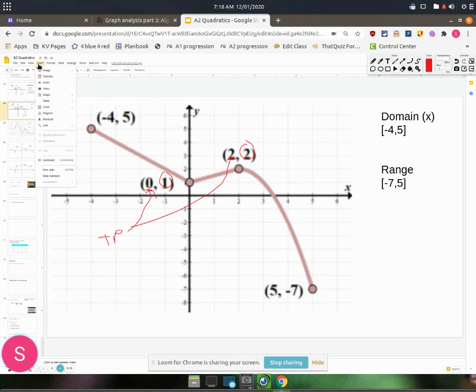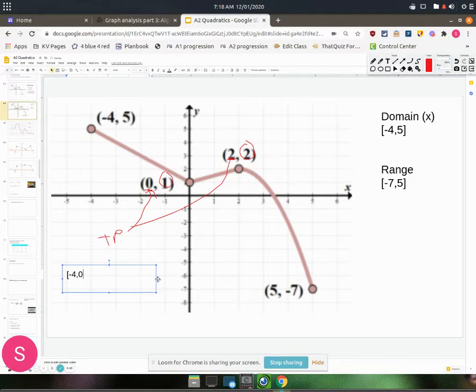So as far as our increasing and decreasing goes, it decreases from -4 until it gets to 0 right here. So we would say -4 to 0, parentheses, that's right, because it's neither increasing or decreasing at that spot or at 0 here. But it's also decreasing from 2, from that x value, until it gets to 5. So union 2 to 5. All right, and that would be our interval of decrease.